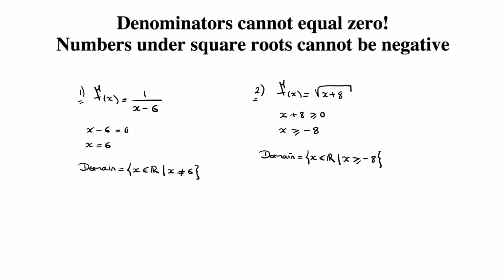Those are a couple of examples showing us how we can find a function's domain. Remember those two key rules. Denominators cannot equal 0, and numbers under square roots cannot be negative.